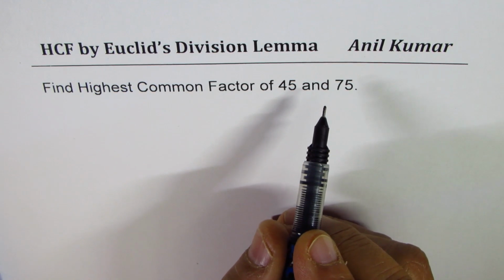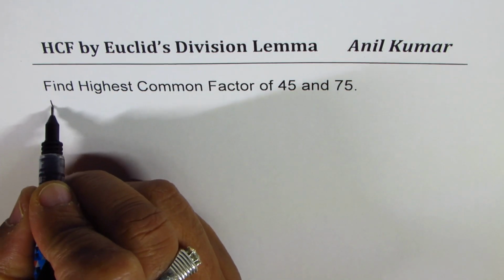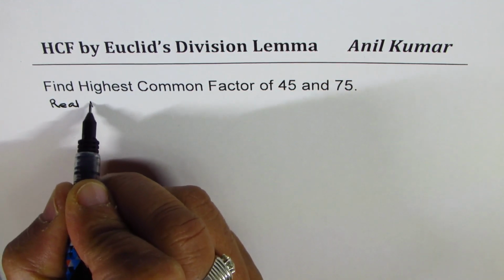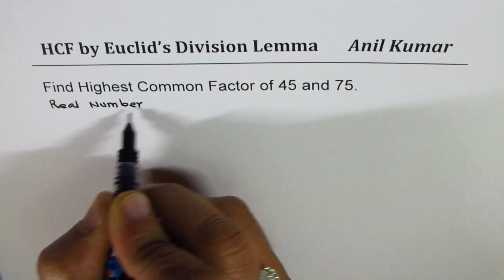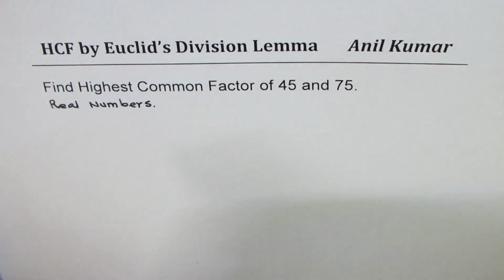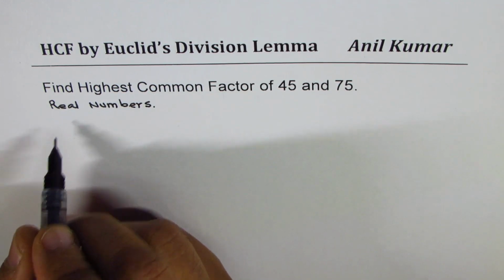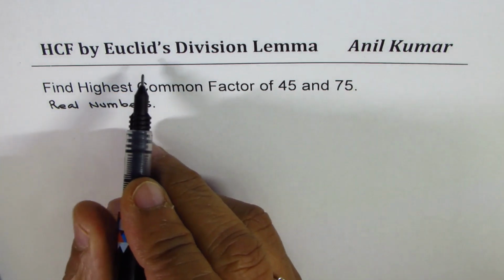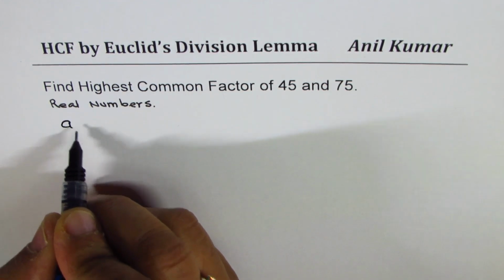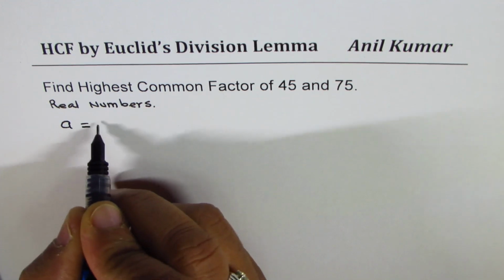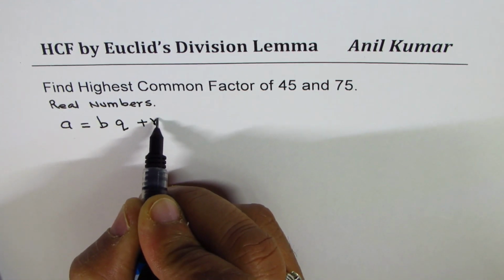So we're talking about numbers in the set of real numbers, right? So all the numbers which I am going to consider will belong to the set of real numbers, right? Now, let me begin by writing the statement and then we'll elaborate on it. So we normally write this in the form of a equals b times quotient q plus a remainder.